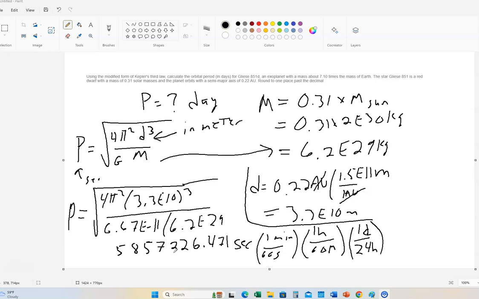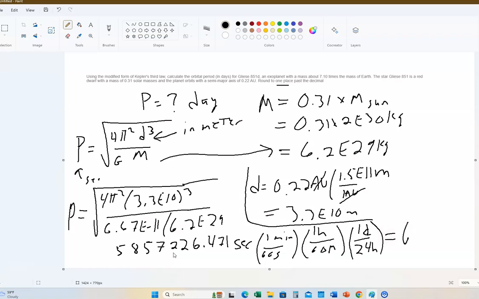Okay, so when I do this, I get 67.79, and they tell us to round to one place past the decimal. So the answer would be 67.79, so it would be 67.8. That's a decimal point. Days. All right, 67.8 days. So that is problem number 19.